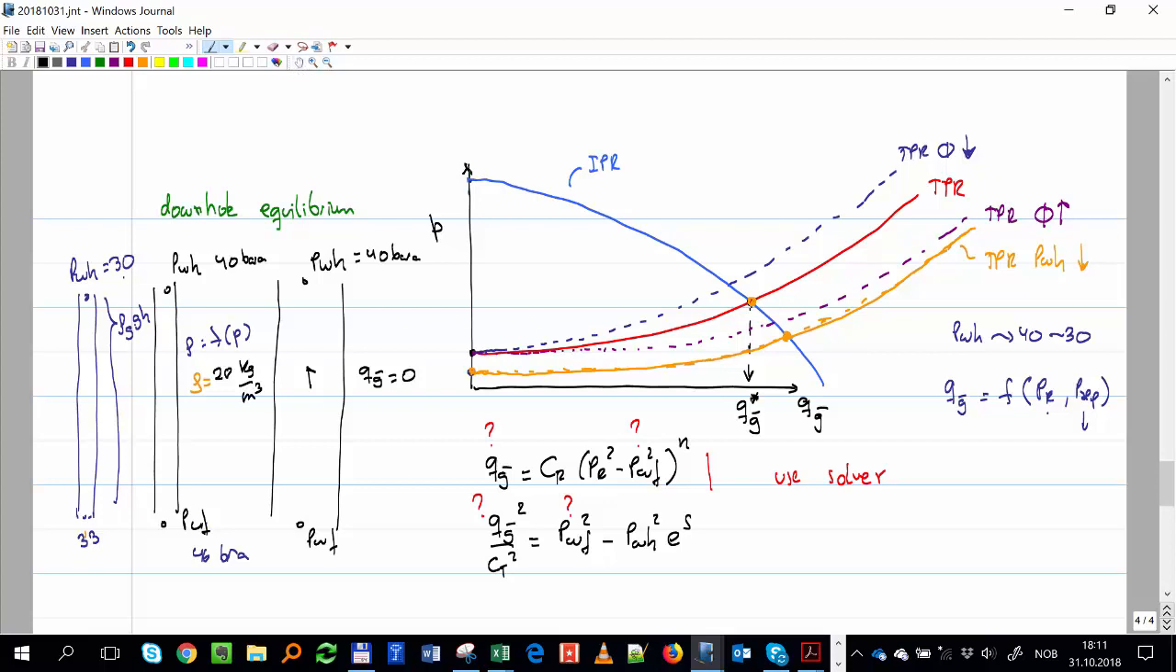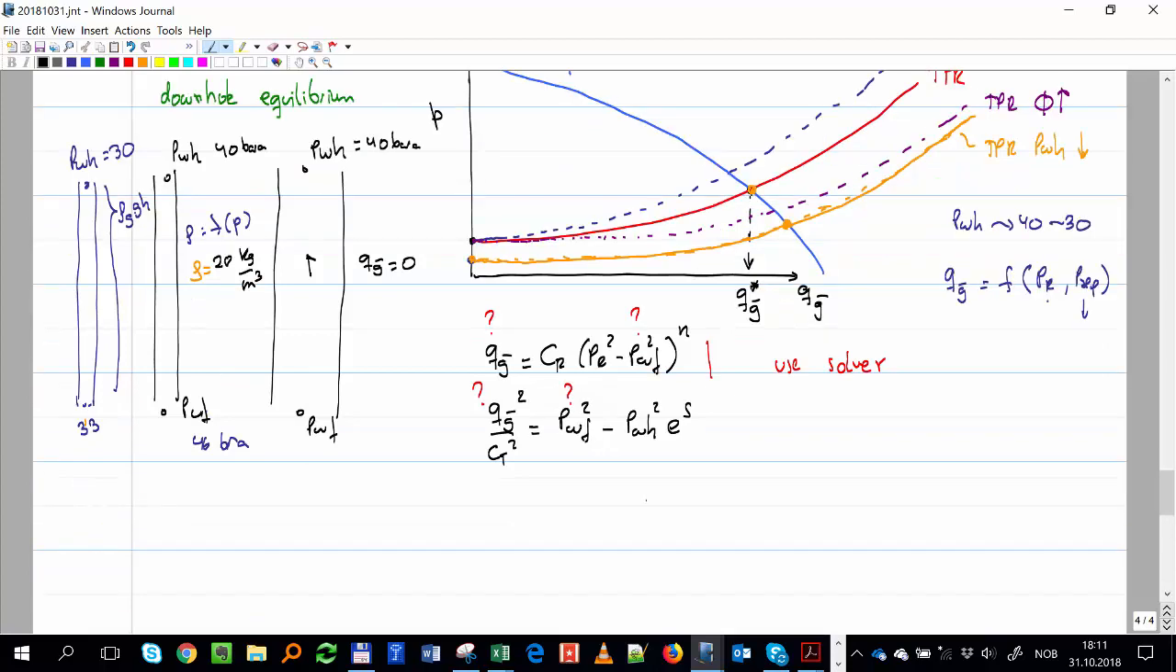Now, when I go to the 30 case, the separator pressure is 30, therefore the wellhead pressure is also 30. How is the density of the gas going to be? Higher or lower than 20? Remember, the density of the gas is equal to P over RT. So assume that these don't change.